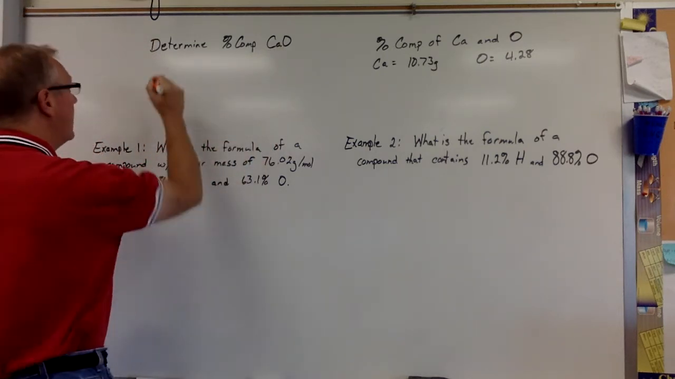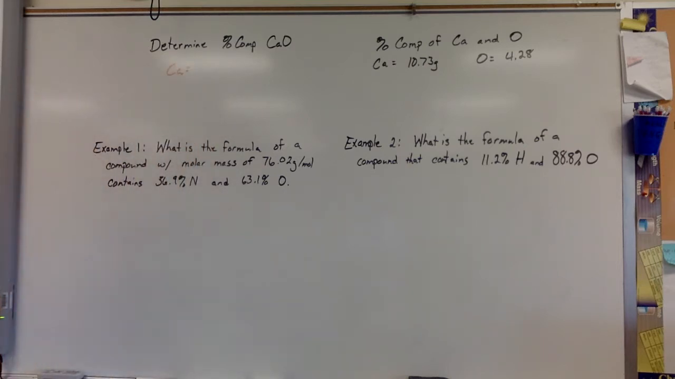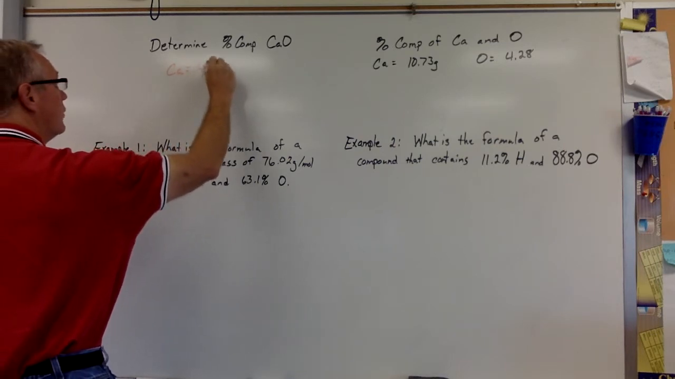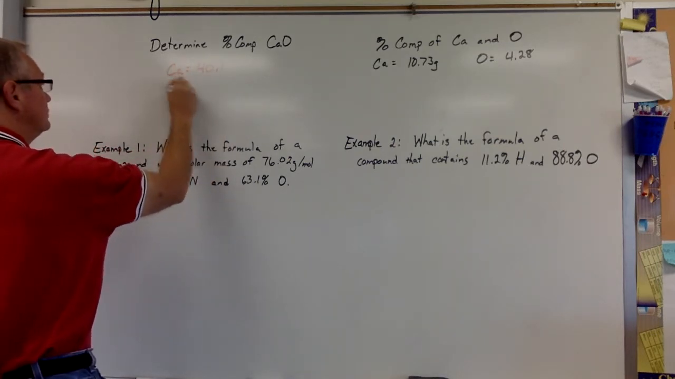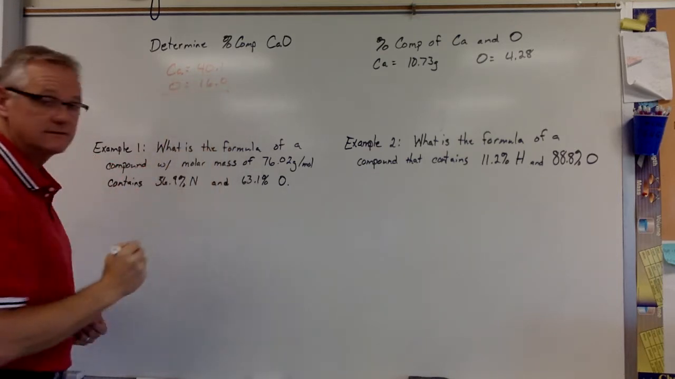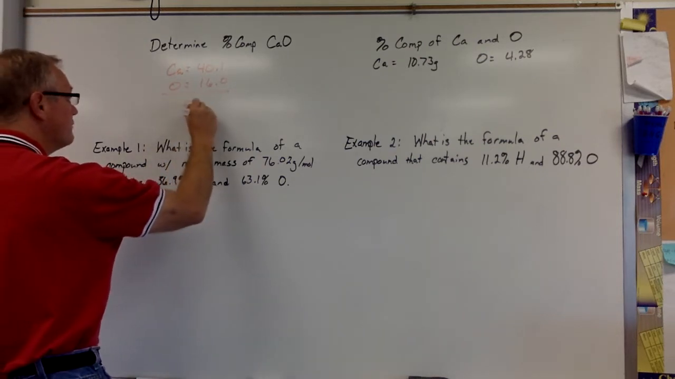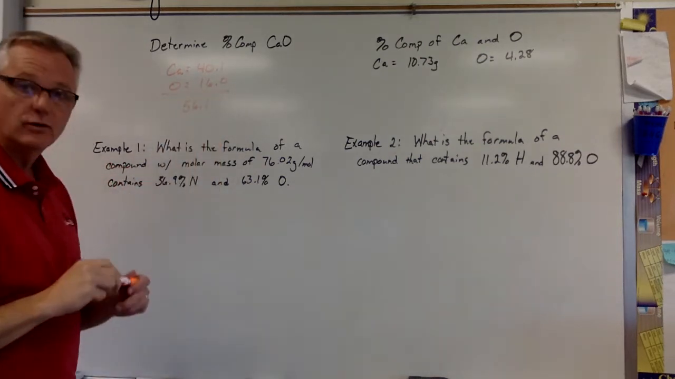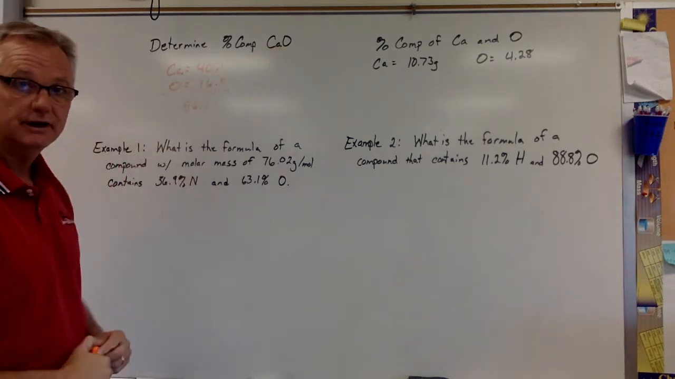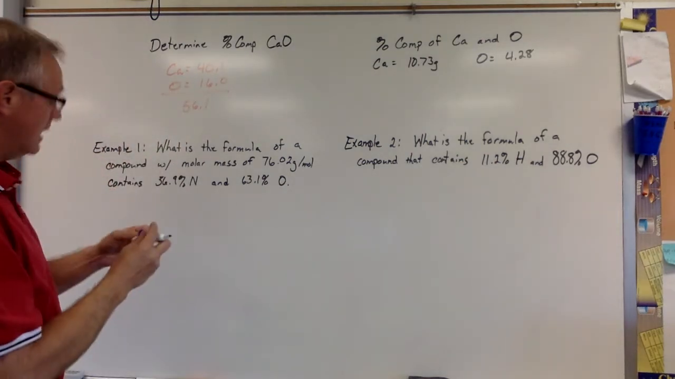To do that, I would simply say calcium, and I know that calcium's molar mass is 40.1. I know that oxygen's molar mass is 16.0. So that gives me a total of 56.1. This is going to be the molar mass of one calcium and one oxygen. I'm going to change pens so that y'all can see a little bit better.